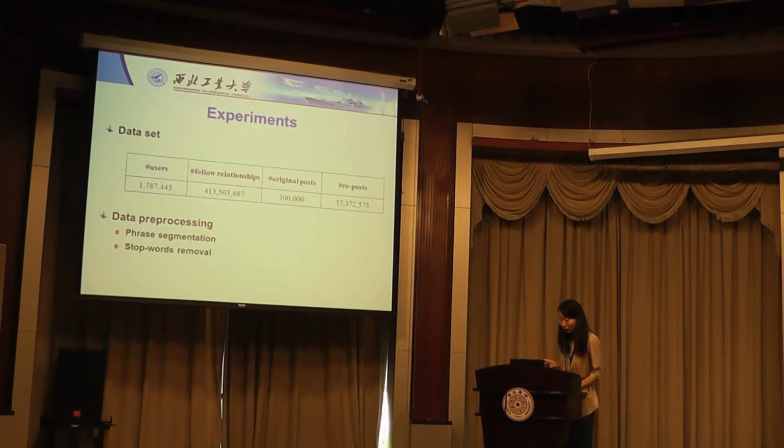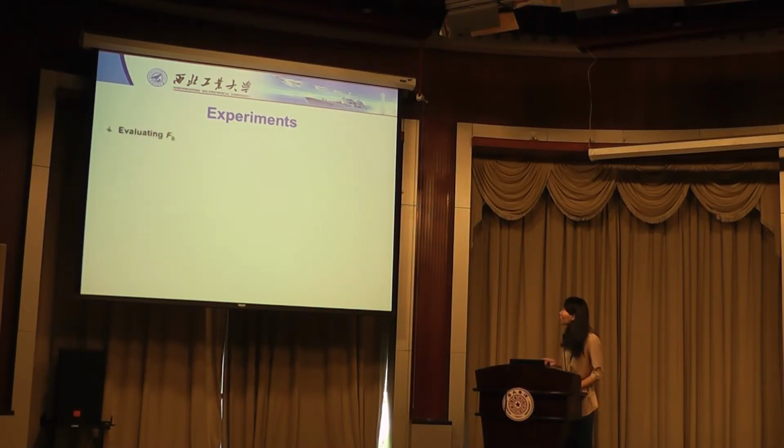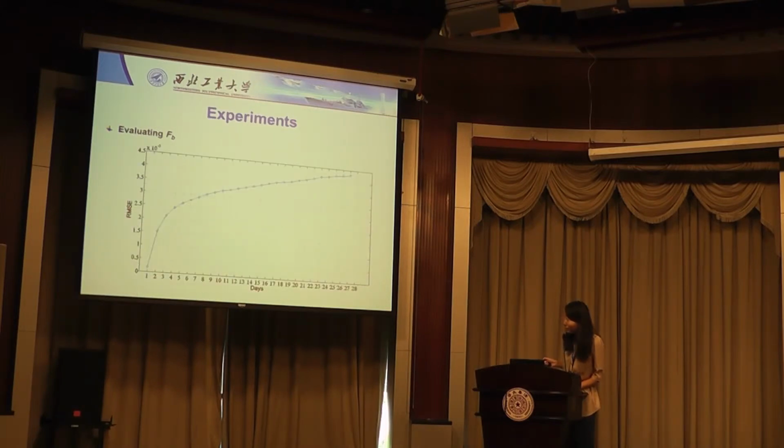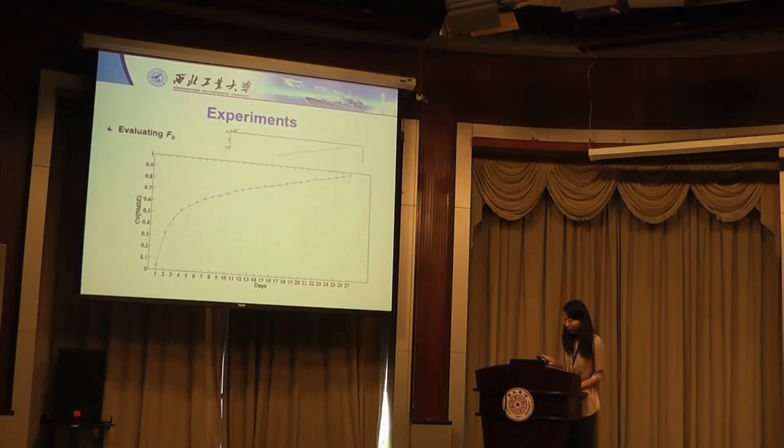Before the experiment, we do data pre-processing. There are two steps. First is word segmentation, and the second is stop words removal. For evaluating FB, we adopt RMSE and CV-RMSE to evaluate the accuracy of FB.